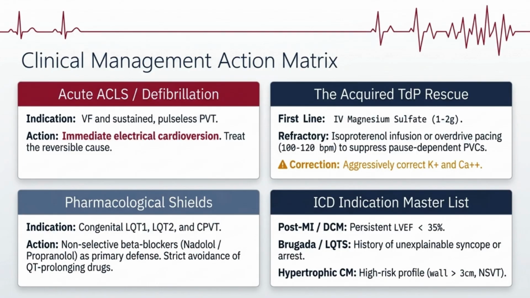So we have non-selective beta blockers, like nadolol and propranolol, as primary defense for congenital LQT1, LQT2, and CPVT, and strict avoidance of QT prolonging drugs.